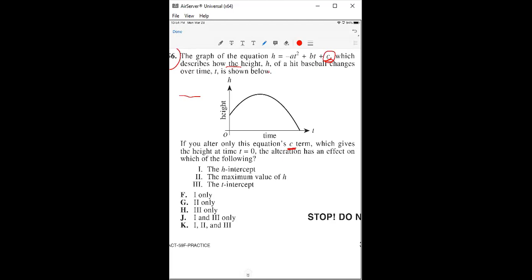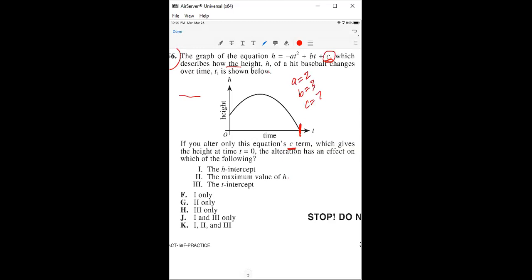Does the h-intercept change? Yes, because we're going to be changing c. Does the maximum value of h change? We'll see. Does the t-intercept change, or the x-intercept is basically what we're looking for. So here's how I would do this question. I would simply plug in for A. Let's say A is 2. Let's say B is 3. Let's say C is 7.